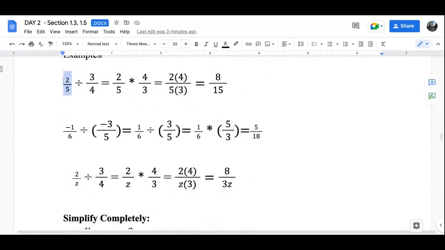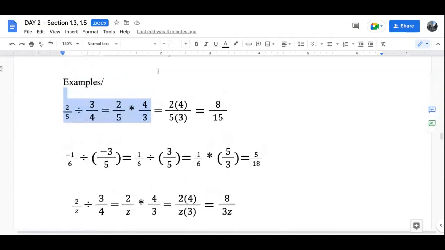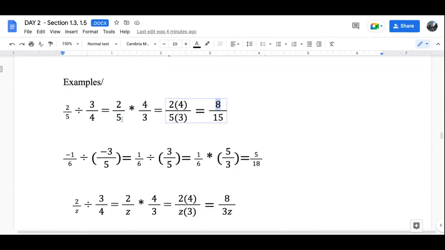Let's see this division: 2 over 5 divided by 3 over 4. 2 over 5 doesn't change. We change the division into multiplication. Then we change 3 over 4 to be 4 over 3. Then we multiply. We multiply 2 with 4, we get 8. We multiply 5 with 3, we get 15.